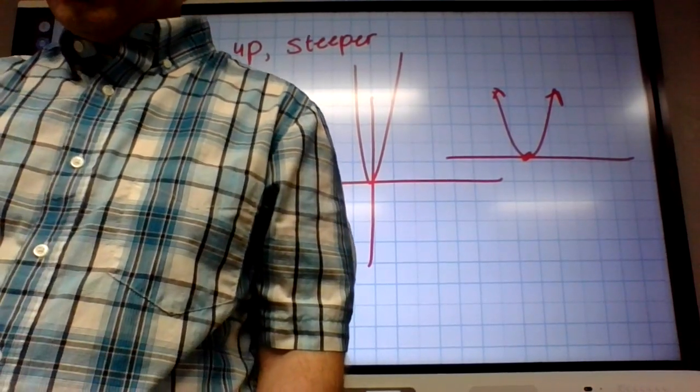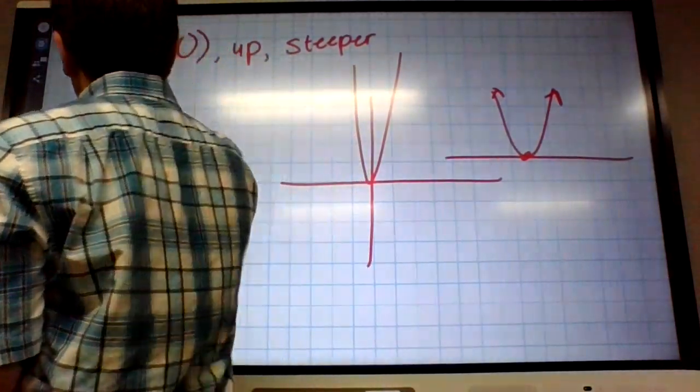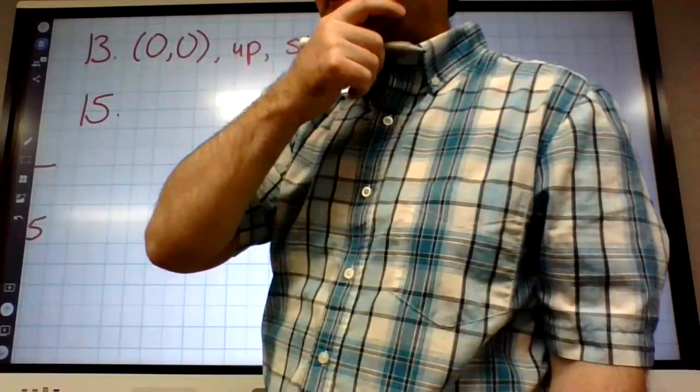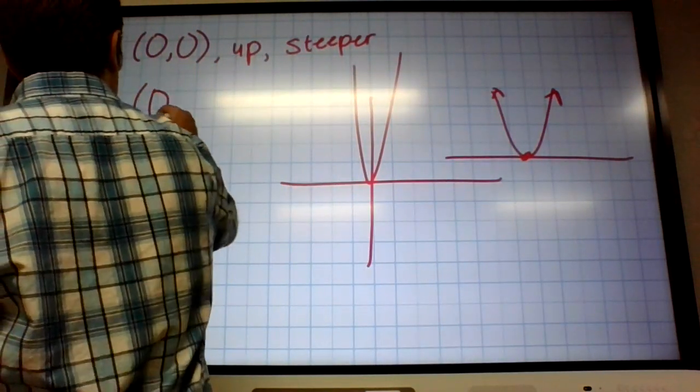Anyways, number 15, where's the vertex going to be? 0, -2. Yeah, it's going to be down 2 because of the -2 after the x squared. So it's at 0, -2.